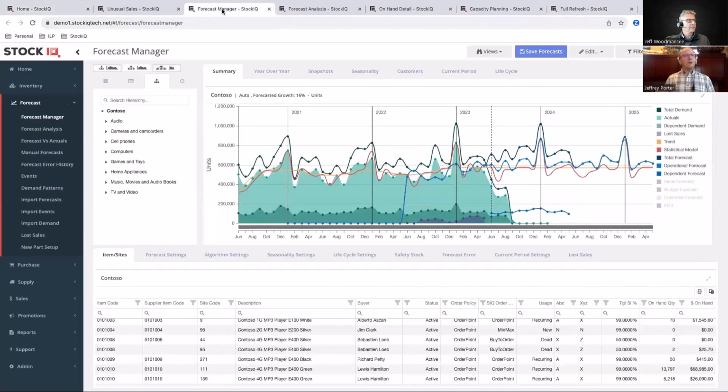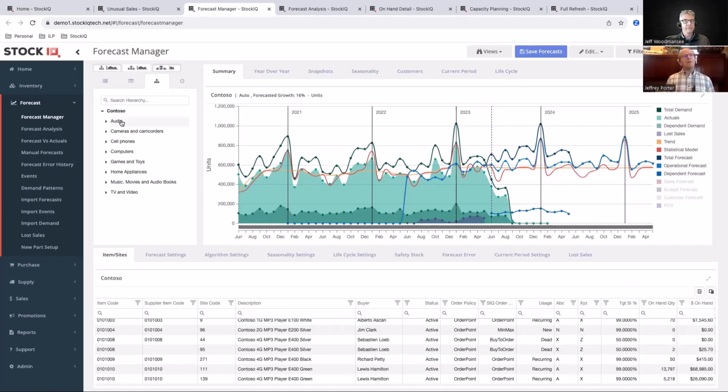All right, in the Forecast Manager, this is our demonstration data. The way we have this organized is we're an electronics store, and we've organized our products under audio, cameras and camcorders, cell phones, computers, etc. So again, you can see here, 1, 2, 3, 4, 5, 6, 7, 8 different categories that I can begin looking at.